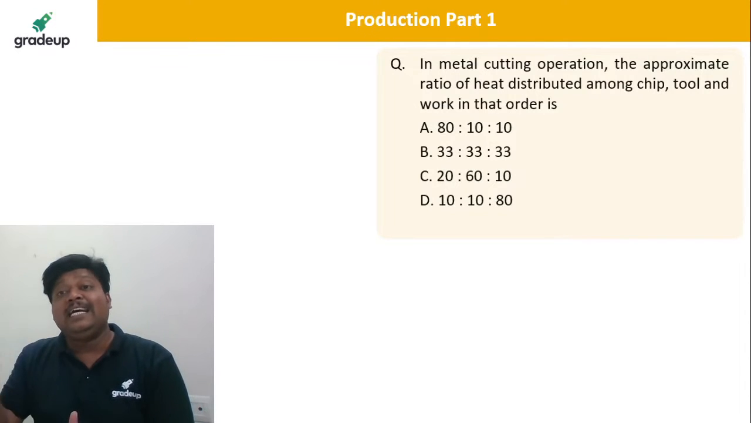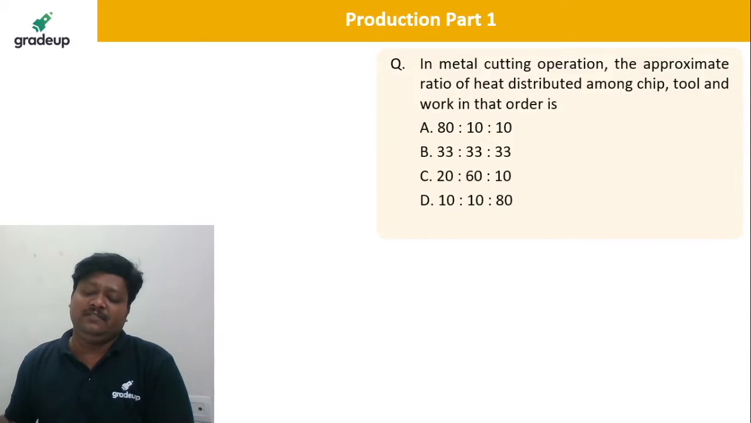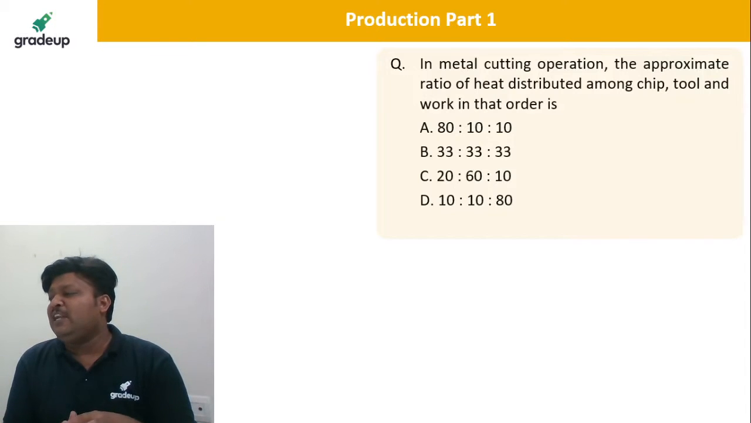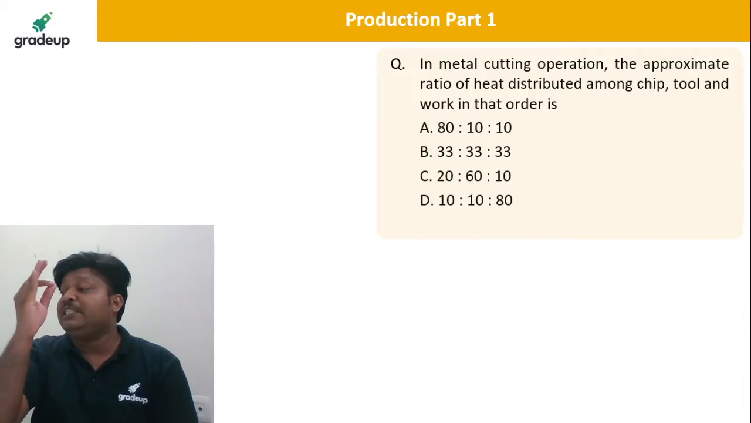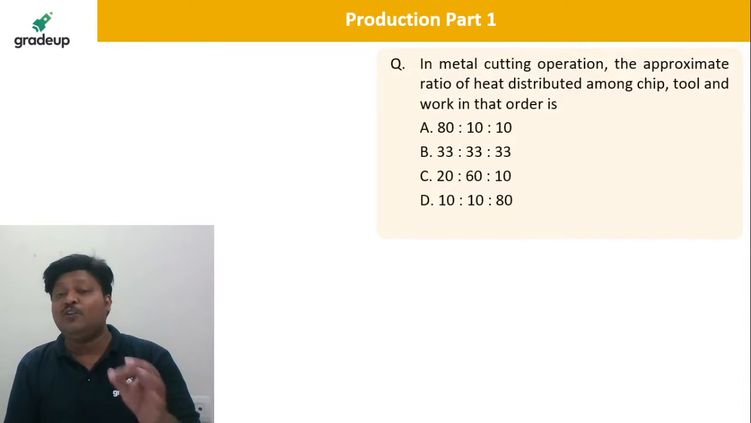Heat carried away by, very nice, 80 as to 10, very good. See, this is the kind of question we are expecting, this is the level only. We are not going into that particular value, but we know that maximum heat is always carried away by the chip. If I tell you the exact values, it is 85% by the chip, 10% by the workpiece and 5% by the tool. That is correct, if you want the exact values.